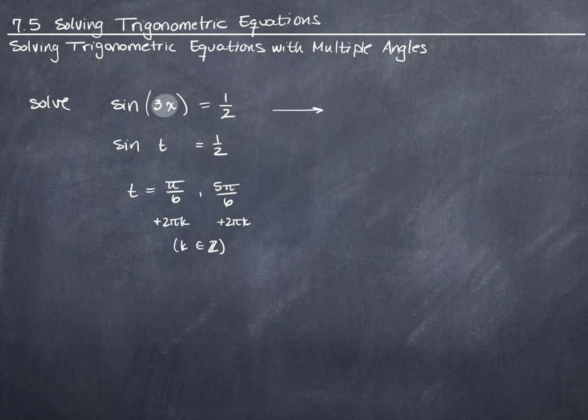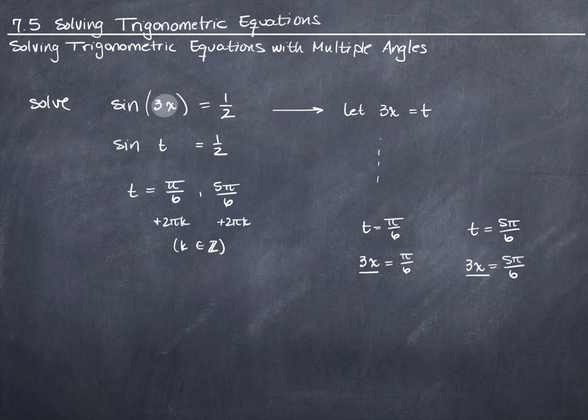In fact, what I can do is say, let 3x equal t, or some other variable of your choosing. Once I've done that, and I have my solutions, t equals pi over 6 and t equals 5 pi over 6, then I can just back substitute: 3x equals pi over 6, and 3x equals 5 pi over 6. Now to solve for x, all I have to do is divide by 3. Dividing by 3 is the same as multiplying by 1/3, so however you need to do that to make you happy is fine with me.